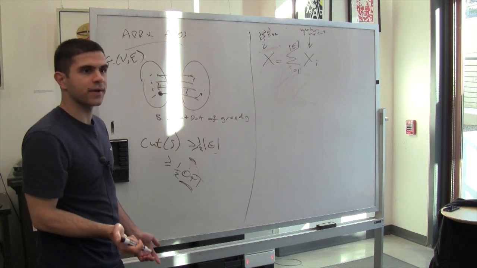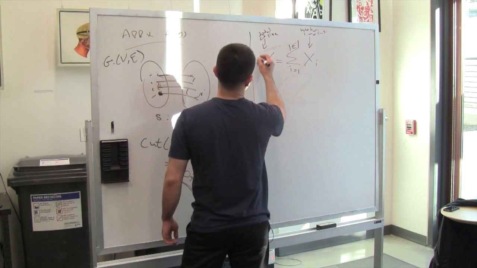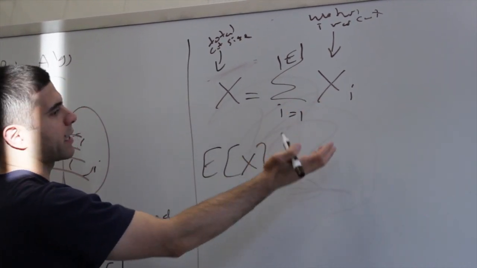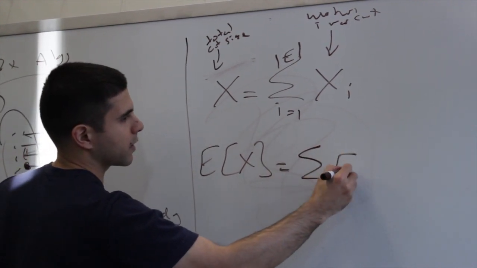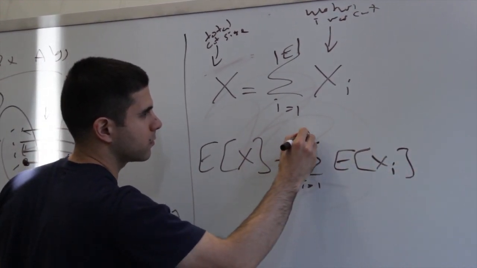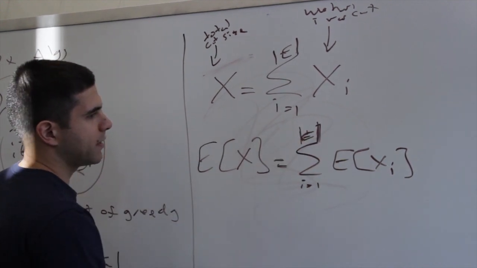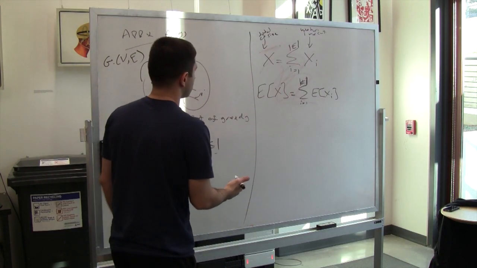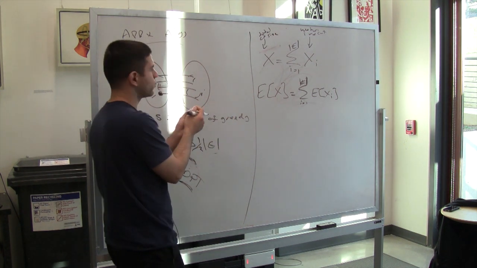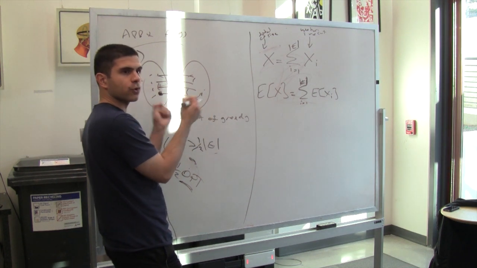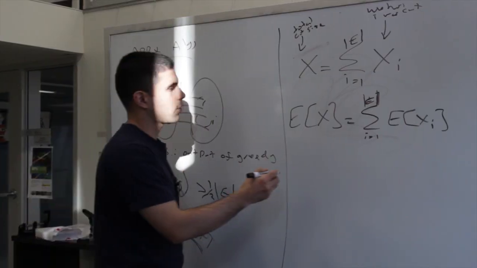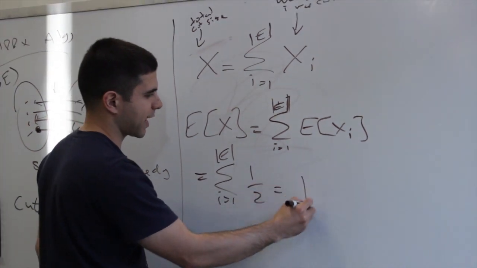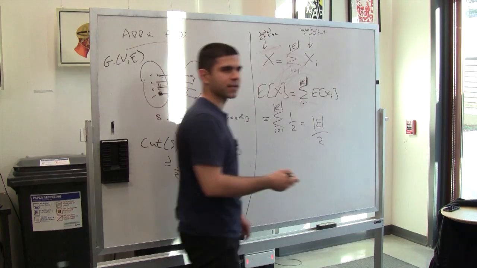We'd like to see what the expectation of this random variable is. Well, then we just take expectations on both sides. These are indicator random variables, and by linearity of expectation, we get the expectation of x_i. Now this is an indicator variable, so its expectation is its probability, and its probability is exactly a half, because the two ends of the edge are either on the same side with probability half, or they're on different sides with probability half. So you just end up summing half this many times, which is half of the edges. So in expectation, you cut half of the edges.